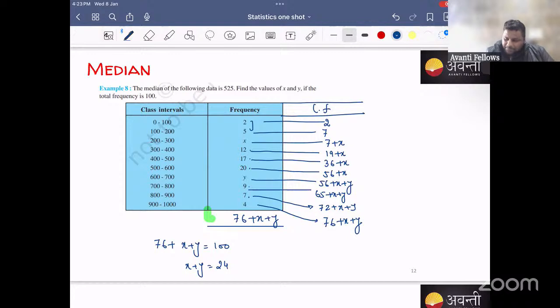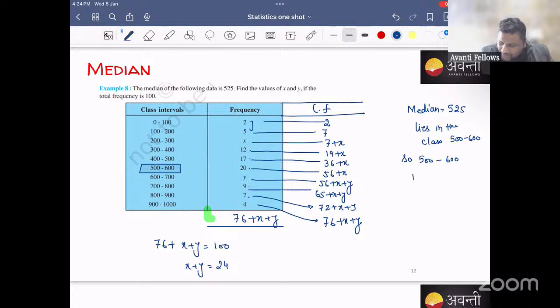Now they are saying the median is 525. Now the median is 525. That means it lies in the class 500 to 600. This 525 is lying in this class. That means it is the median class. Understood? So 500 to 600 is the median class.